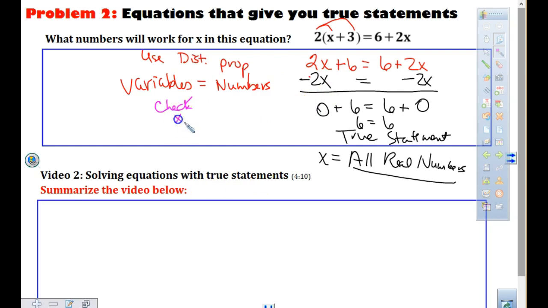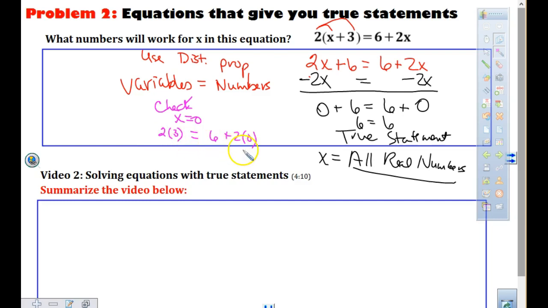So if I check x equals 0, right, since we've been doing so many checks, if I go up here in this parenthesis and I put 0 plus 3, I'm going to be taking 2 times just 3, right? Because 0 plus 3 is 3. And the question is, is that equal to 6 plus 2 times 0?